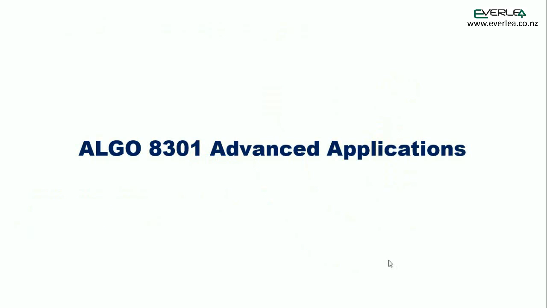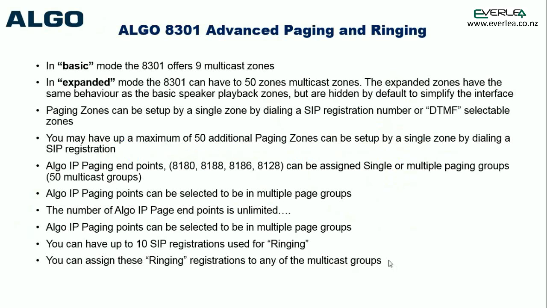Let's have a look at some of the advanced features of the 8301. In basic mode, the 8301 offers 9 multicast zones. E.g., these are 9 paging zones, so that we can do paging zone 1 and speakers 1 to 3 will page. Paging zone 2 probably could be speakers 3 to 5 will page. Paging zone 3 could be all 5 or 6 of the speakers at once, any group of combinations that you want to do. So they're just basically multicast zones.